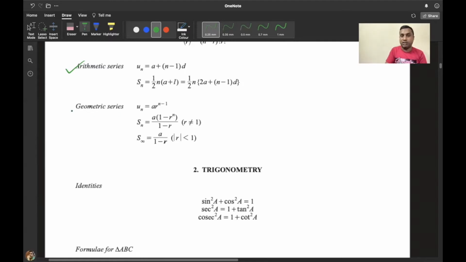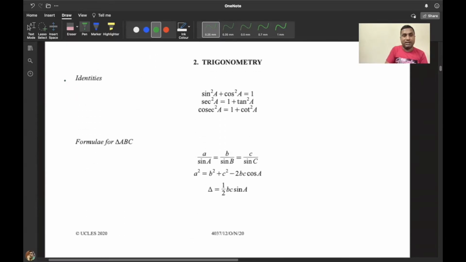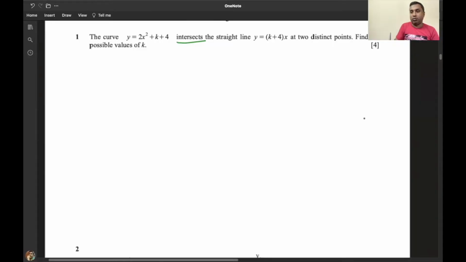These formulas are then geometric sequence, and some formulas from trigonometry, that is identities, formula for a triangle abc, I mean sine rule, cosine rule, and area of triangle. That's the formula that will be given in the question paper.